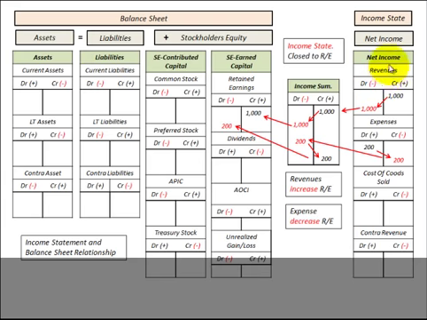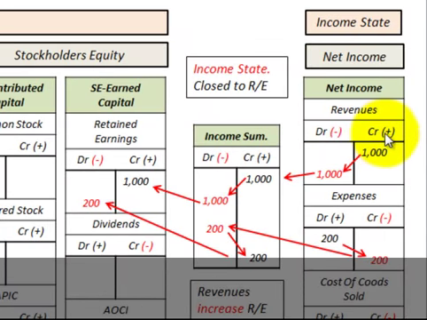So let's look here at this net income flow. Say we have a credit amount here of $1,000 in revenue, so we close that. If we close that to income summary, we debit it, credit income summary, and then it flows to retained earnings. You debit income summary, and you end up with a credit amount in retained earnings. So a credit here in revenues ends up as a credit in retained earnings.